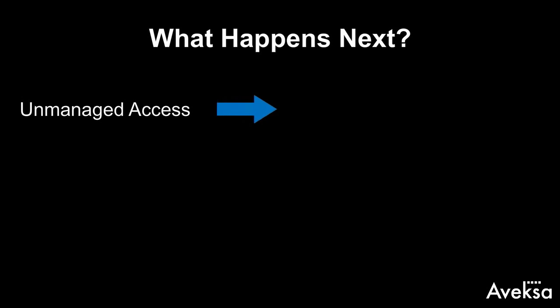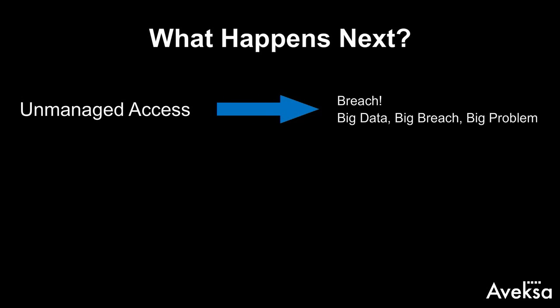So what happens next? The choice is simple. Continue with unmanaged access, which will lead to a data breach at some point in time. The bigger the data, the bigger the leak, and the bigger the problem. Or implement a data access governance solution to control access to these sensitive data resources.